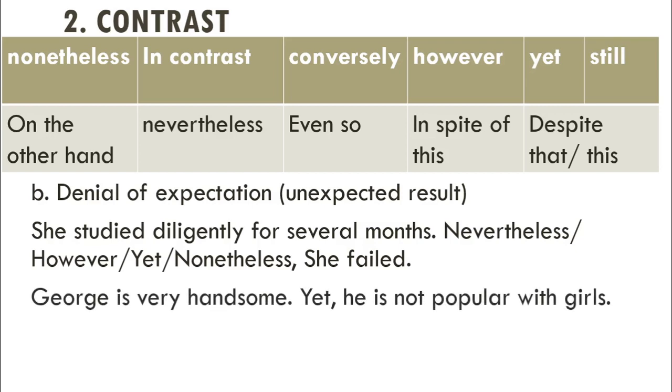George is very handsome, yet he is not popular with girls. So here also yet is used to mean an unexpected result. Usually if someone is handsome, then everyone gets attracted to him. But here, although he is handsome, he is not popular with girls. So this result is unexpected. To mean this type of situation or this type of consequence, we use this type of sentence connectors.